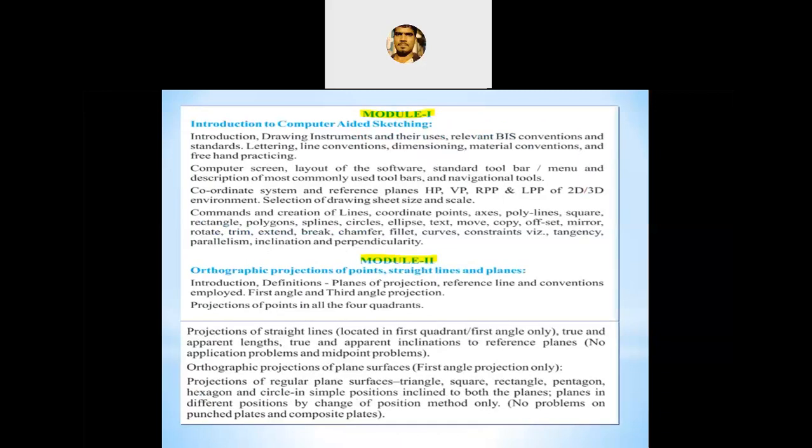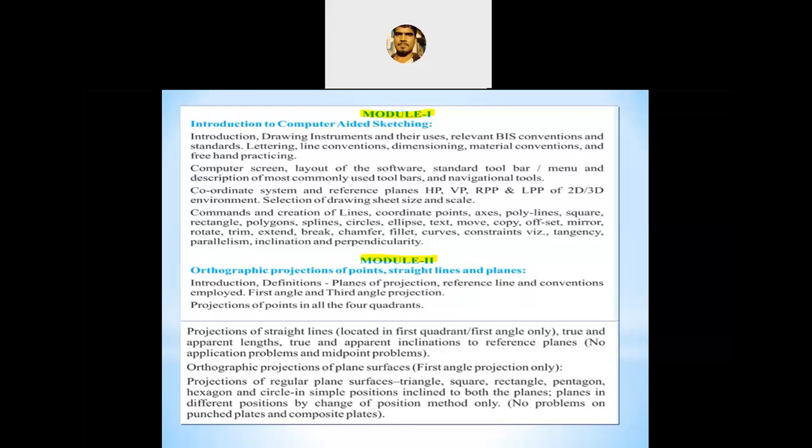So this is module 1. Of course, there are 5 modules: module 1, module 2, module 3, module 4, module 5. The first module, as usual, is purely an introduction to computer-aided sketching. What is meant by drawing, what is meant by engineering drawings, what are the standards, what are the types of lines, what is dimensioning, what materials we represent. Different materials have different representations. And what is meant by HP, VP, RPP, horizontal plane, vertical plane, 2D, 3D. There are so many different types.